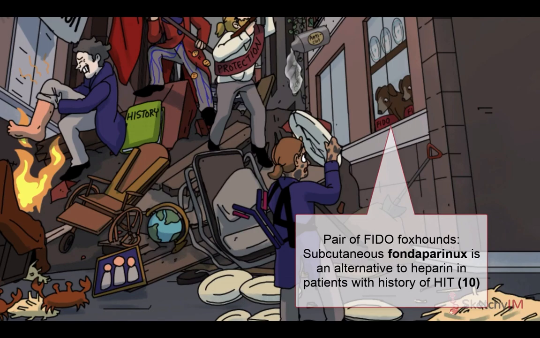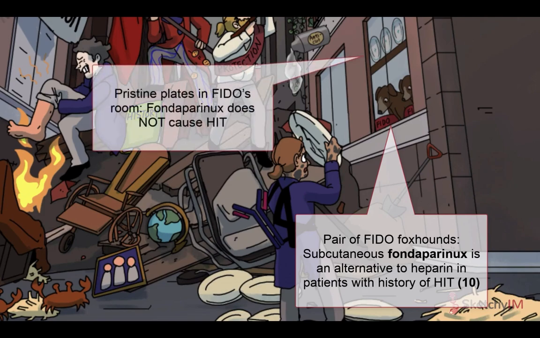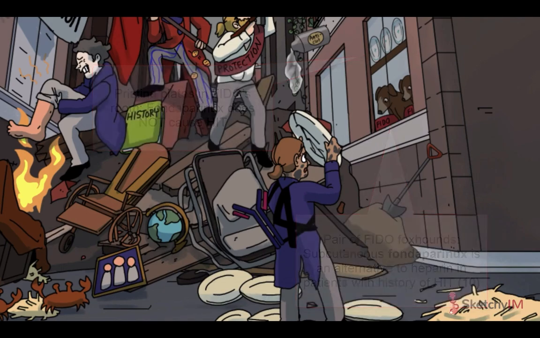At Sketchy, fondaparinux is represented by this pair of Fido foxhounds. Aw, look how well behaved they are! See how those plates in their room are still pristine and unbroken? That's to remind you that fondaparinux does not cause HIT. It's a dog eat dog world out there on the streets, but all is calm inside with these polite pups.